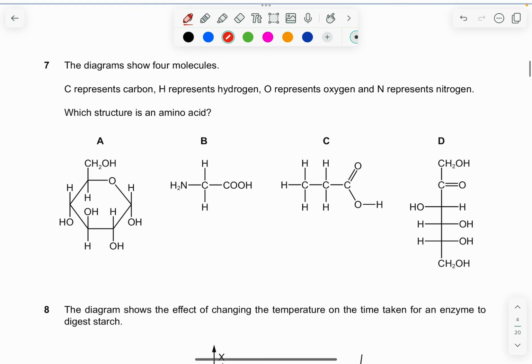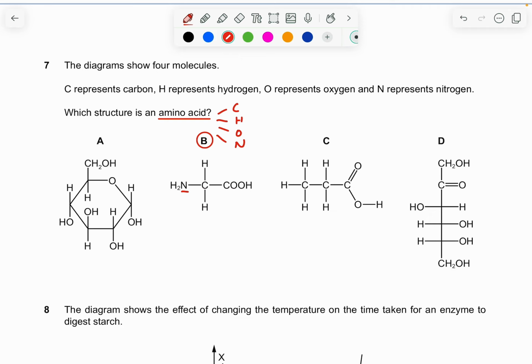Question 7. The diagram shows 4 molecules. C represents carbon, H represents hydrogen, O represents oxygen, and N represents nitrogen. Which structure is an amino acid? Amino acids are the monomer of protein. So in an amino acid, you should be expecting to have carbon, hydrogen, oxygen, and nitrogen. Looking at all of these diagrams, if you have learned chemistry before, this should be really easy. The answer is just B, because there's an N, you know that the others are other molecules.